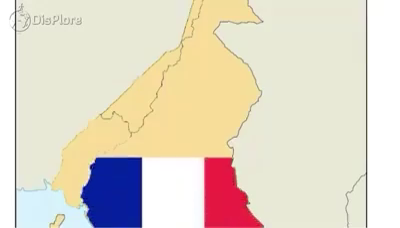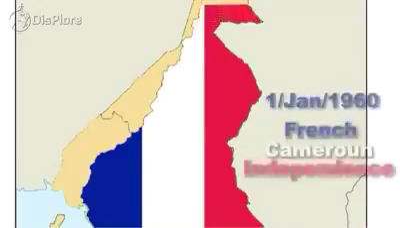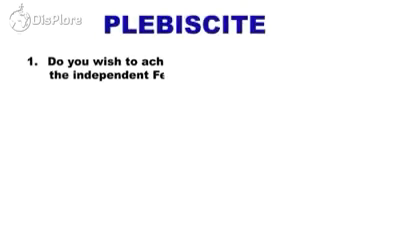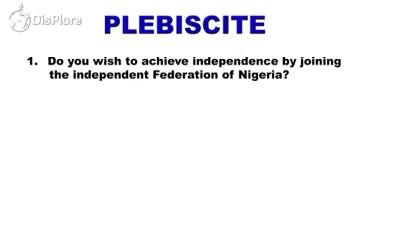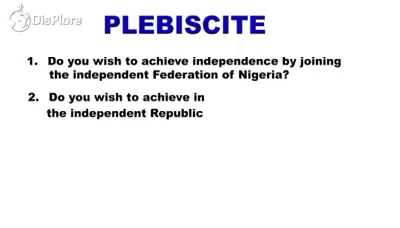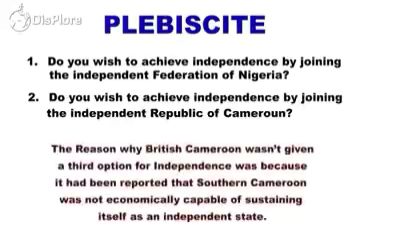French Cameroon was the second sub-Saharan country after Guinea to gain its independence, on the 1st of January 1960. Britain was asked to conduct a plebiscite in its territory with two options. Number 1. Do you wish to achieve independence by joining the Independent Federation of Nigeria? Number 2. Do you wish to achieve independence by joining the Independent Republic of Cameroon?